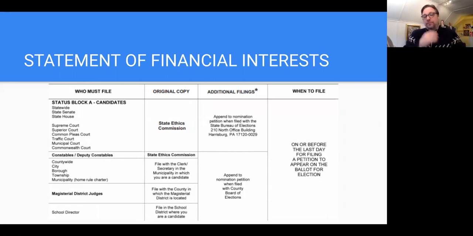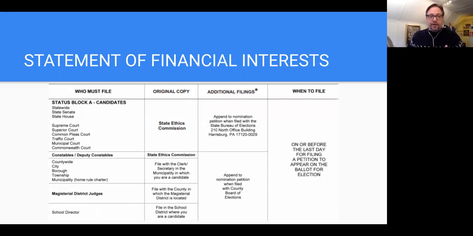Now, a few years ago, there was a case where several of our school board candidates forgot or didn't know to file the statement of financial interest with the County Board of Elections as well as with the school district. And so several of those folks ended up being bumped off of the ballot because their nominations were challenged on the basis that they didn't properly file all of their candidates' paperwork.